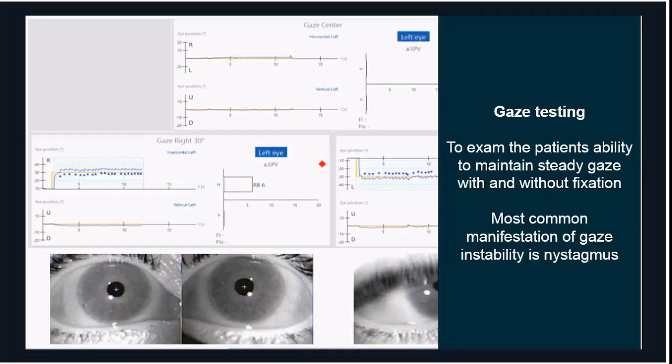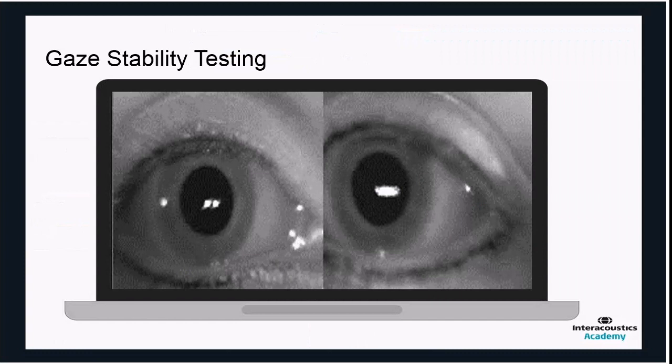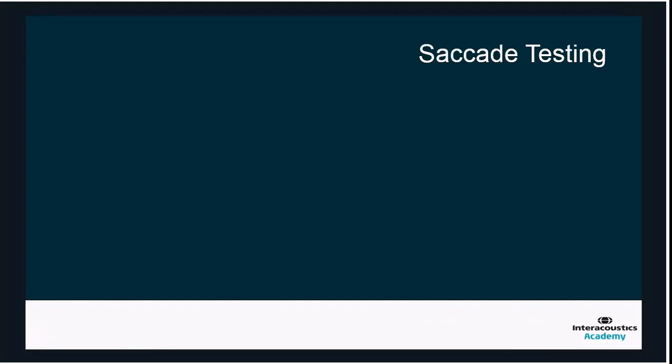So, gaze stability. This is the examination of the patient's ability to maintain steady gaze with and without fixation. And as we have said, the most common manifestation of that gaze instability is nystagmus. If we just take a quick look at a video here, we can see some very quick eye movements that allow us to see some video nystagmography being undertaken.